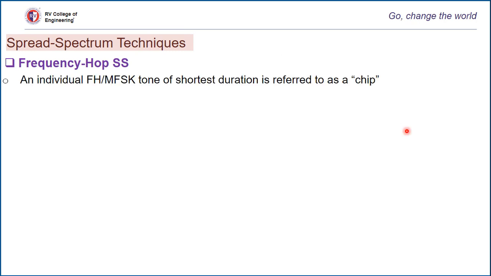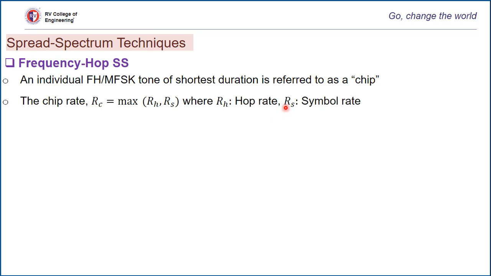An individual FH MFSK tone of shortest duration is referred to as a chip. This should not be confused with the terminology chip that we used for describing the direct sequence phase shift keying technique. The chip rate RC for an FH MFSK system is defined as the maximum of either RH or RS, where RH is called the hop rate and RS is the symbol rate.